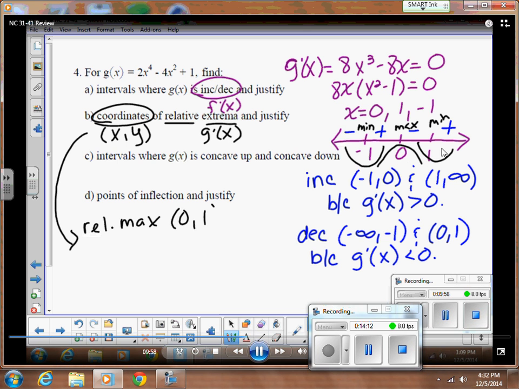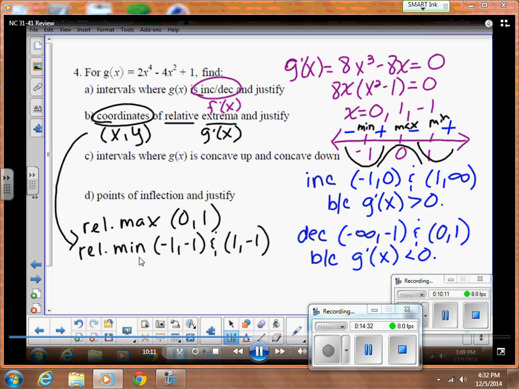So when I go back and look at my number line, this is where I'm going back to verify where there's a min and a max by looking at the change in direction. There's a relative maximum at (0, 1) because it wants to know the coordinate. How did I get 1? I plugged 0 back into the original function.